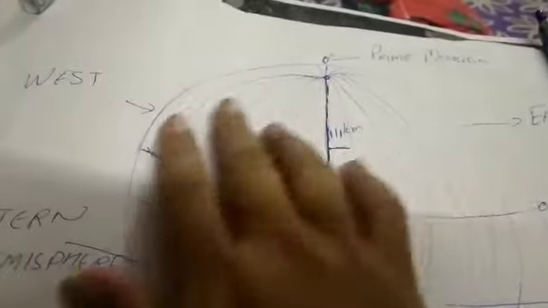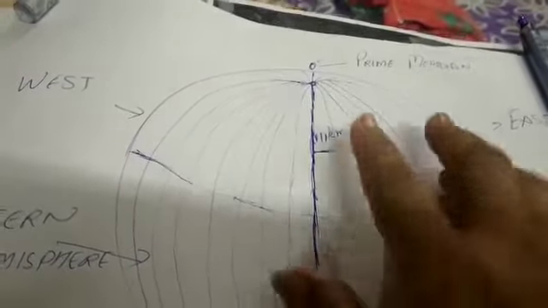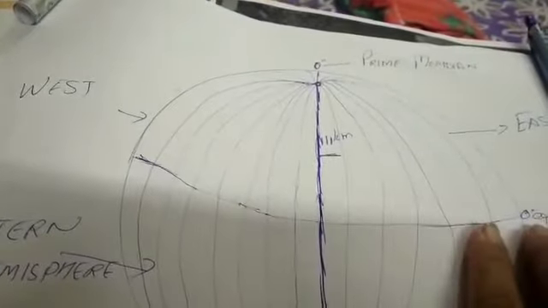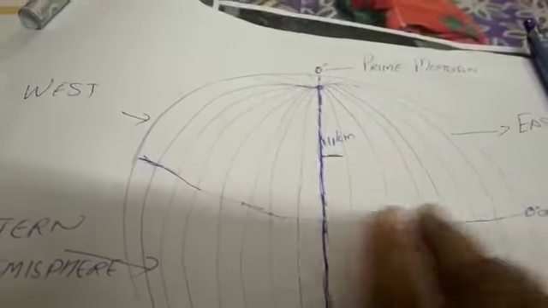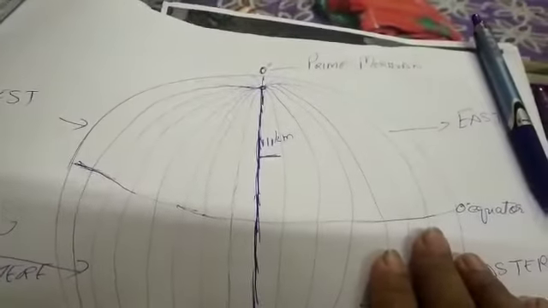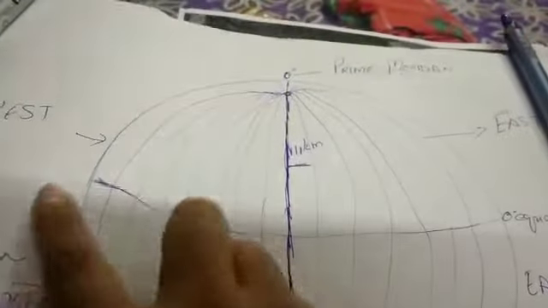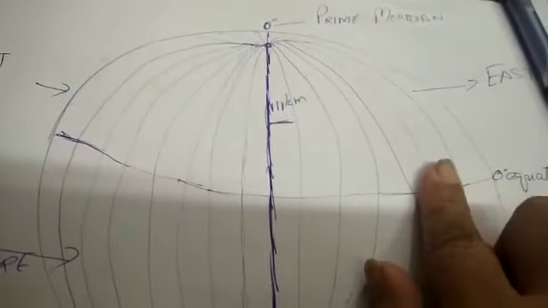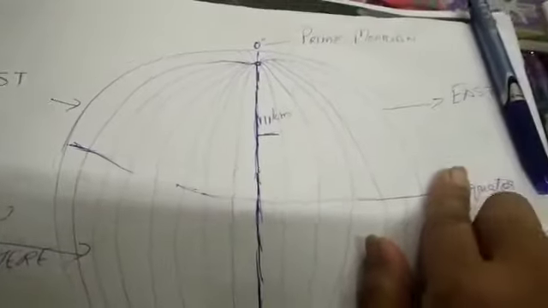Now, I have already told you that there are 360 degrees in total: 180 toward the east of the prime meridian and 180 toward the west of the meridian. That makes it 360 degrees. All these meridians are covered by the earth in 24 hours, and the earth completes one rotation in 24 hours.